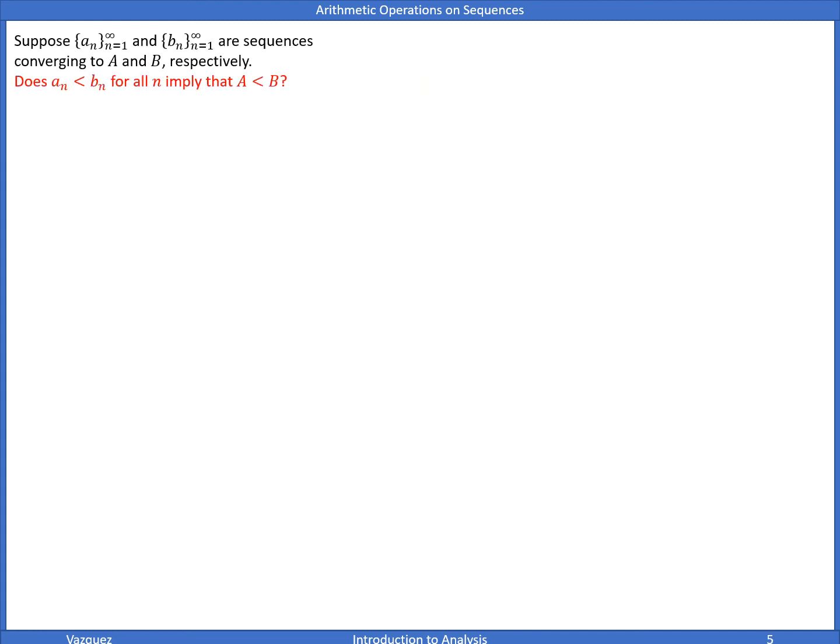Next up, I have a question. Suppose an and bn are sequences converging to a and b respectively. Suppose an is less than bn for all n. So all the terms in an are less than bn for all n, point-wise, that is. Does that imply that the limit an converges to is less than the limit of bn?